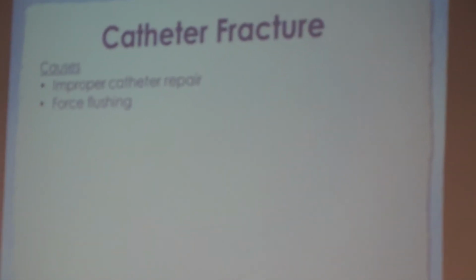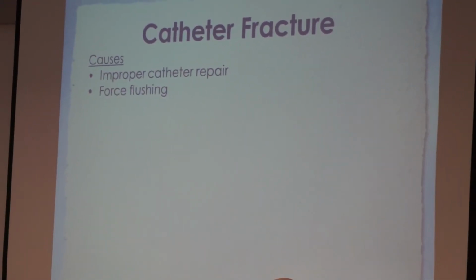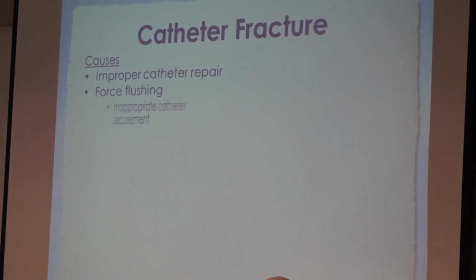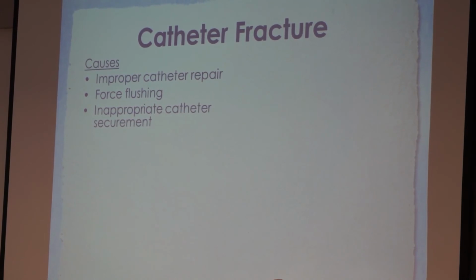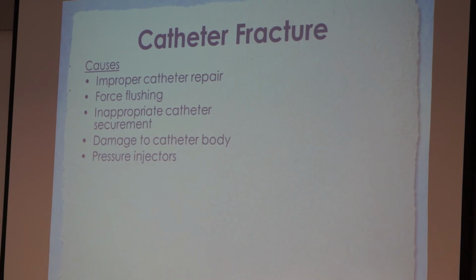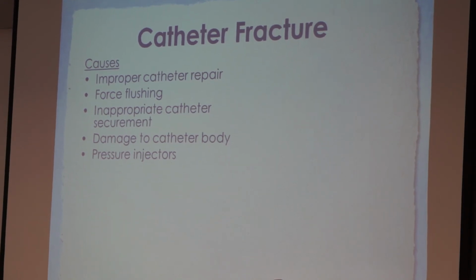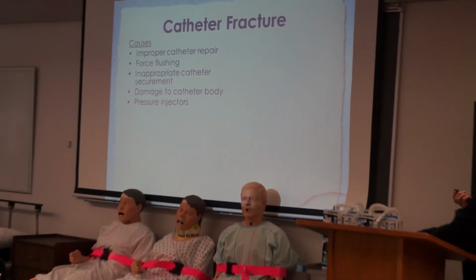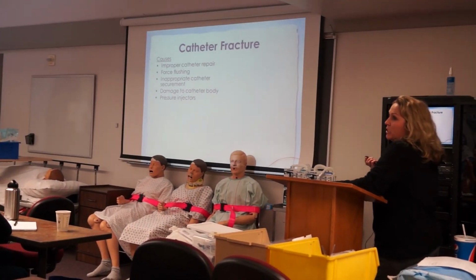So what causes it? Improper catheter repair, forceful flushing. This is why we don't use anything smaller than a 10 ml syringe. Didn't secure it appropriately. Damage to the catheter body somehow. Pressure injectors. Where do you get pressure injectors? Where are they pressure injecting these things? CT. Usually you see them in CT. If they go for a scan with contrast, they'll give a power injection.